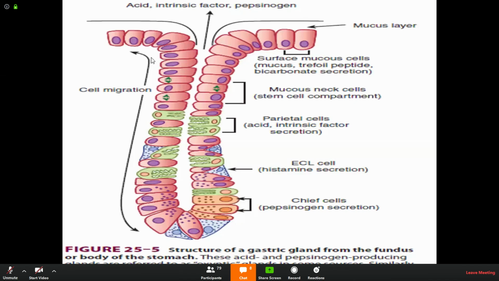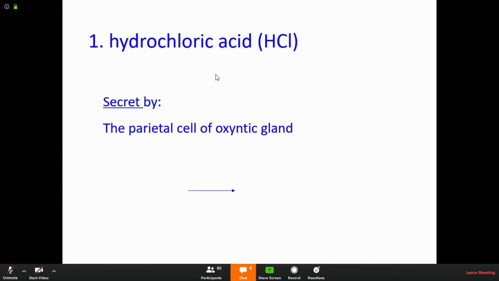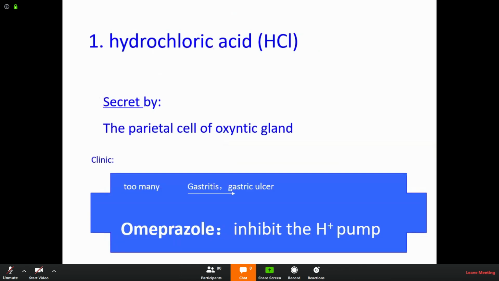And the chloride combine together and form hydrochloric acid. So HCl is secreted by the parietal cells. Okay, HCl is secreted by the parietal cells of the oxyntic gland. Right? Parietal cells of the oxyntic gland.